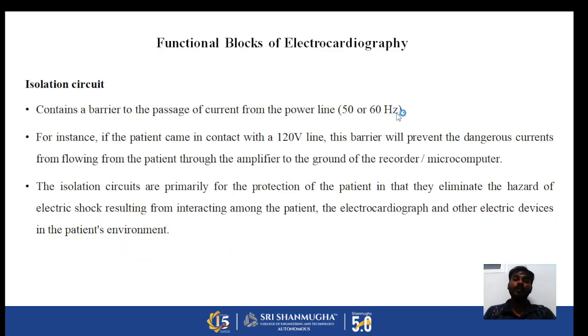Isolation circuit. The isolation circuit contains a barrier to the passage of current from the power line, 50 to 60 Hz. For instance, if the patient came in contact with a 120 V line, this barrier will prevent dangerous currents flowing from the patient through an amplifier to the ground of the recorder or microcomputer. The isolation circuits are primarily for the protection of the patient, in that they eliminate the hazard of electric shock resulting from the interaction among the patient, the electrocardiograph, and other electrical devices in the patient environment.